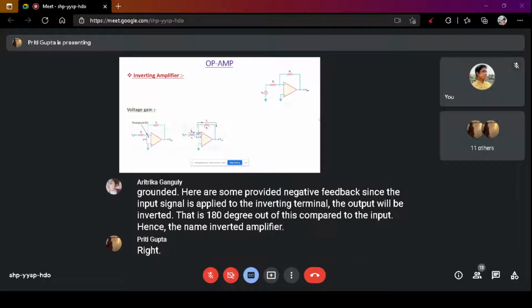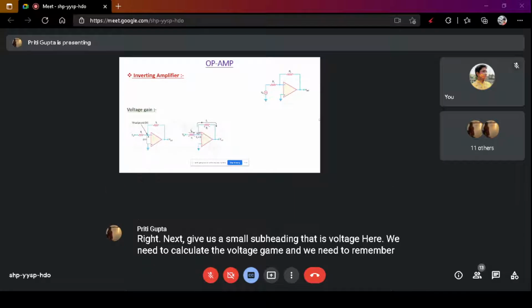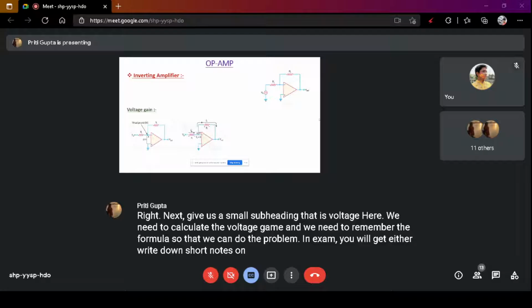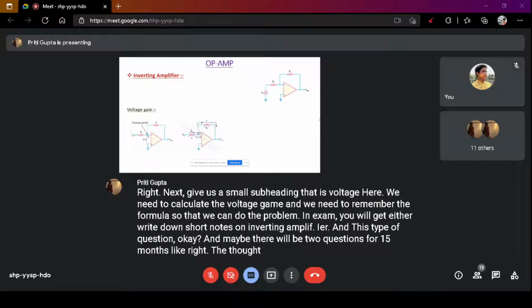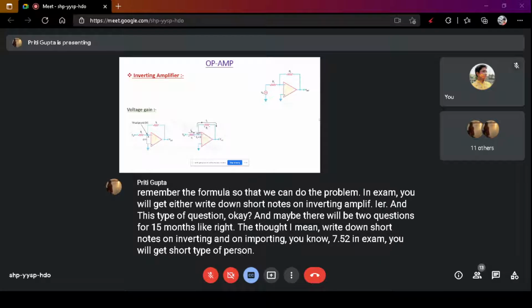Next, give a small subheading, that is voltage gain. We need to calculate the voltage gain and we need to remember the formula so that we can do the problems. In exam, you will get either write down short notes on inverting amplifier, non-inverting amplifier, like this type of questions. Maybe there will be two questions for 15 marks, like write down short notes on inverting and non-inverting amplifier, 7.5 into 2. In exam, you will get short type of questions, or else you will get some problems from here also.